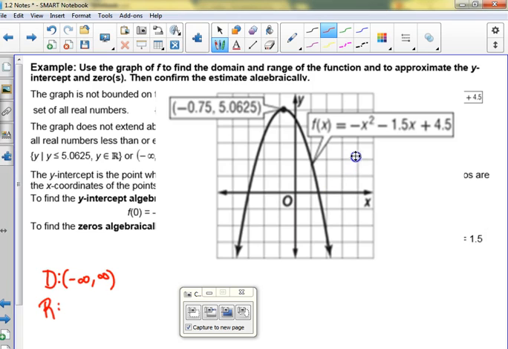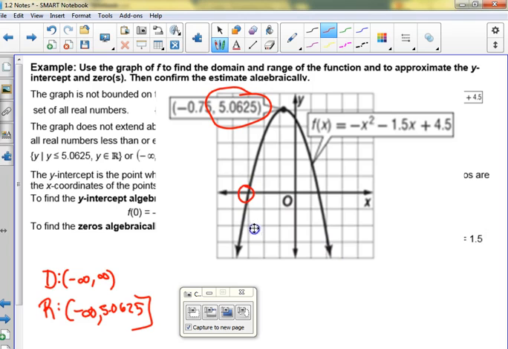If you didn't have a graph and it was a parabola, you'd have to find the vertex, right? Because that's the maximum value. But they've given it to us here. Which value do we want? Yes, because we're looking at the y's. So it would be negative infinity up to 5.0625. Yes? Okay.